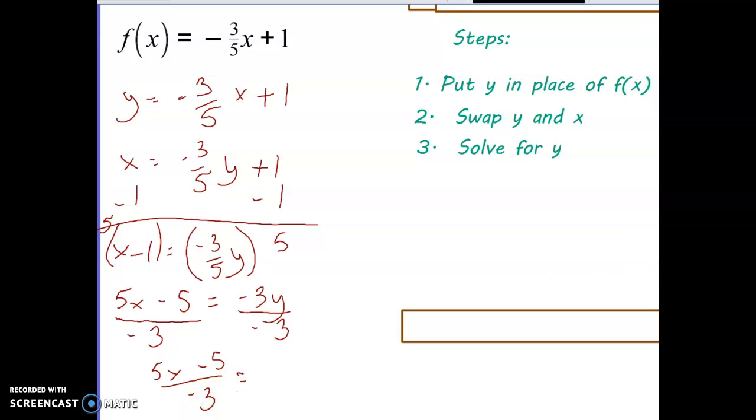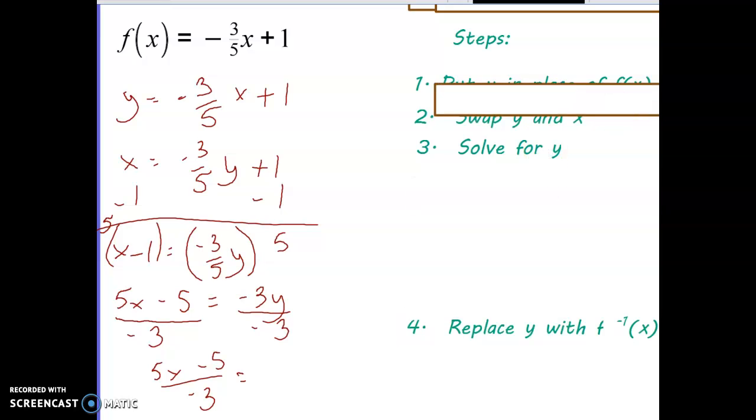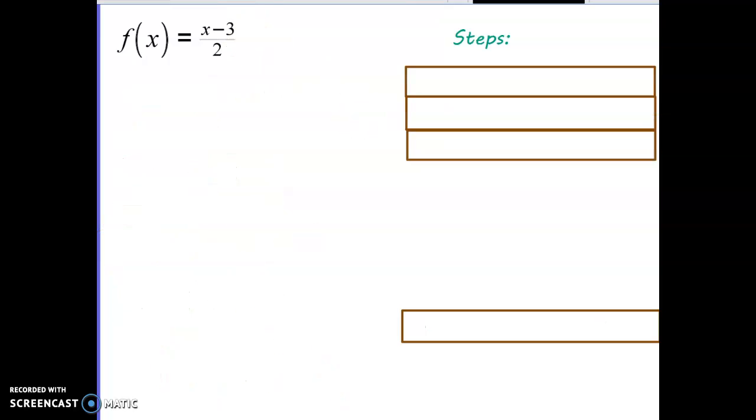And I'm running out of space, so I'm going to go ahead and put that f inverse in there just because I'm at the end of the page. So there's my inverse. 5x minus 5 over negative 3 is the inverse of my original function, negative 3/5 x plus 1. All right, one more.